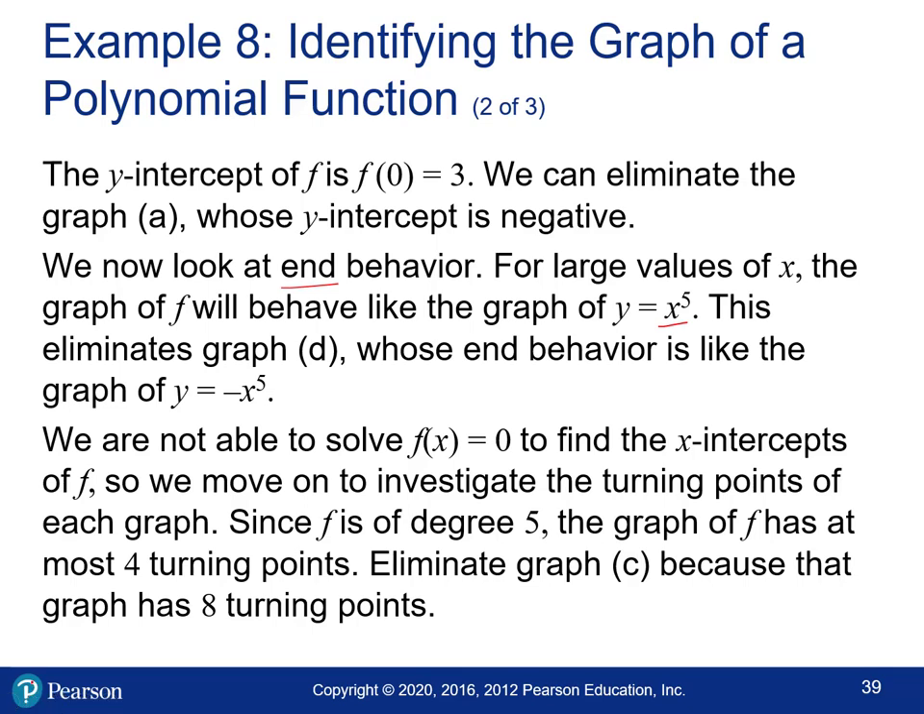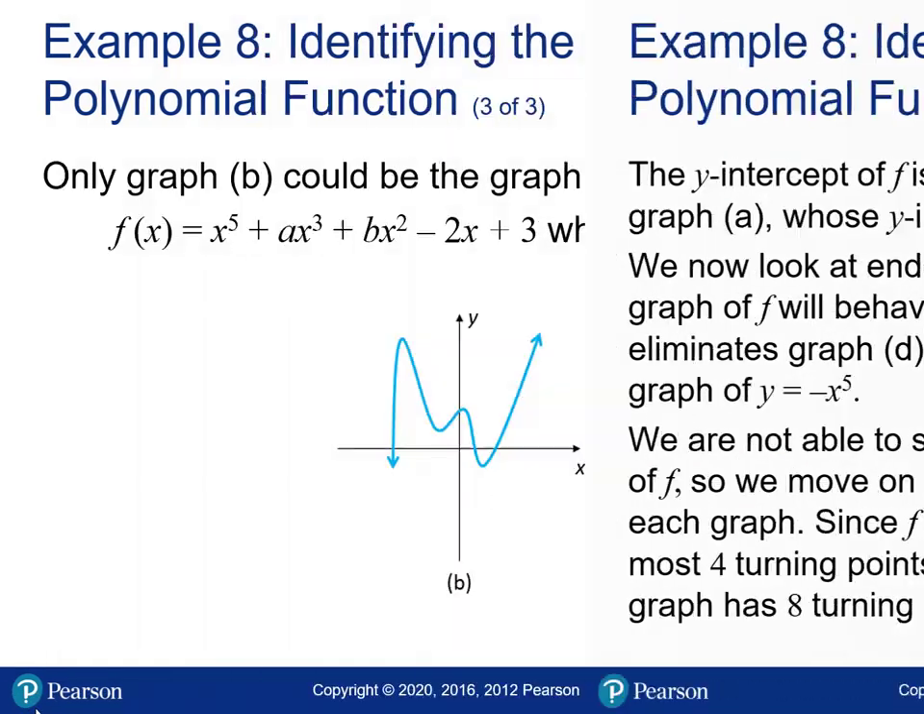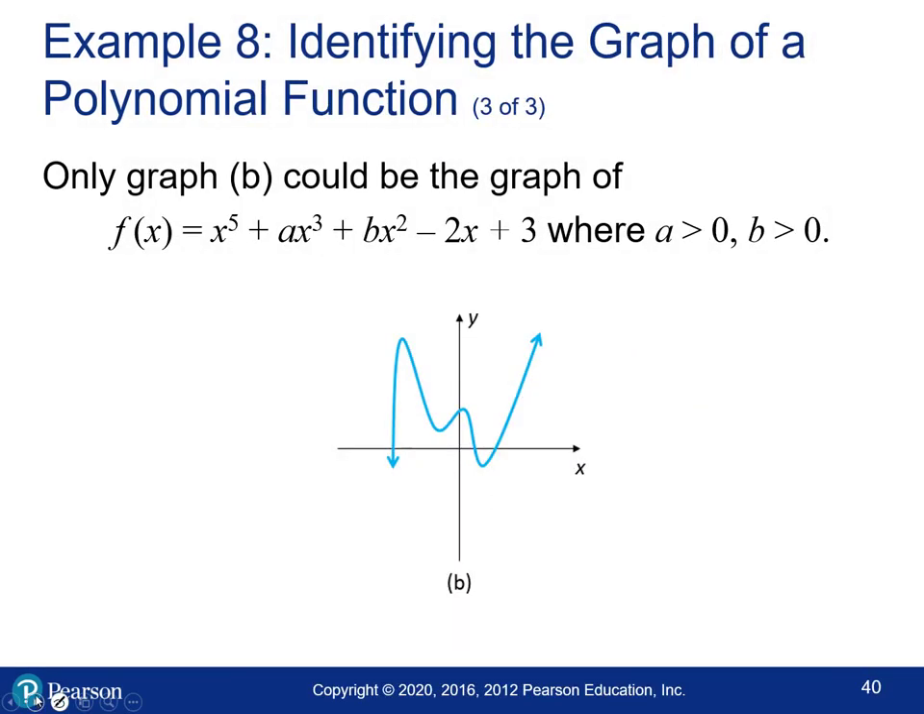And then even though we weren't able to solve for our x-intercepts because we didn't actually know the whole function, it had a and b in it, we still could use the turning points to eliminate other choices. And so then our only choice was graph B.